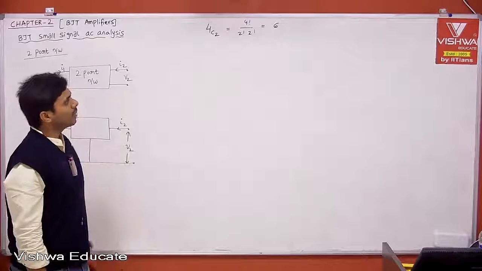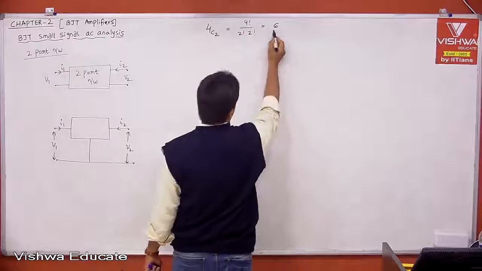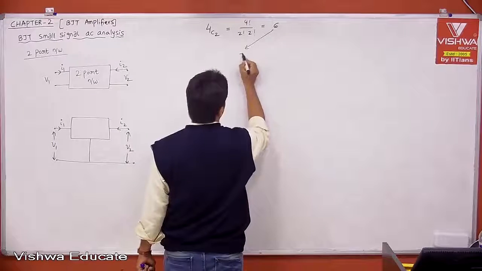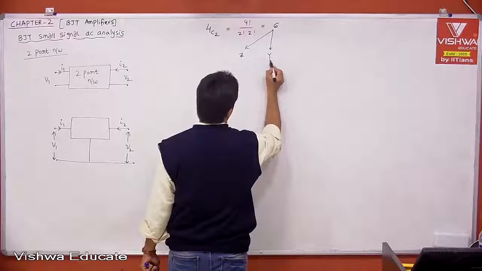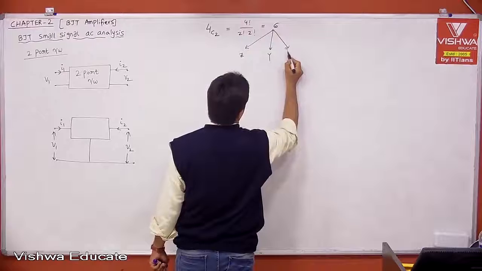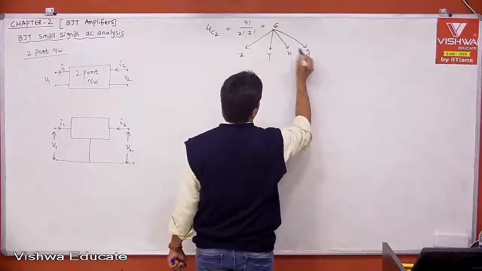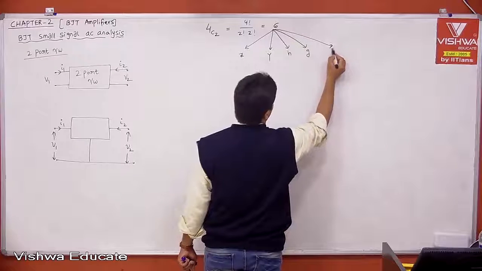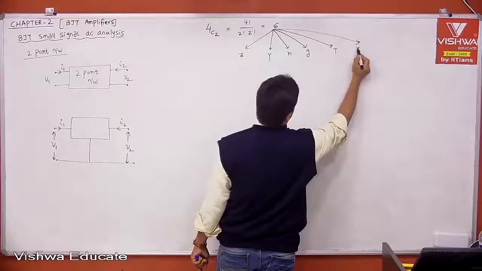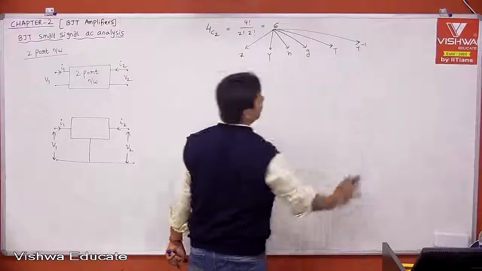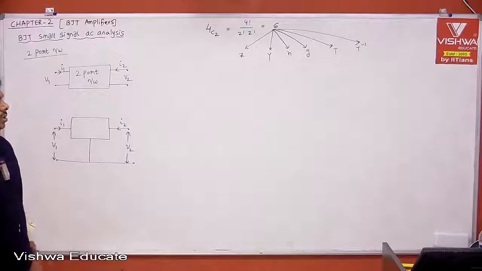What do you mean by 6 combinations? Number 1, Z parameter model; number 2, Y parameter model; number 3, H parameter model; G parameter model; and ABCD or transmission parameter model. The last one is inverse transmission parameters or inverse ABCD parameters. You will get 6 combinations.